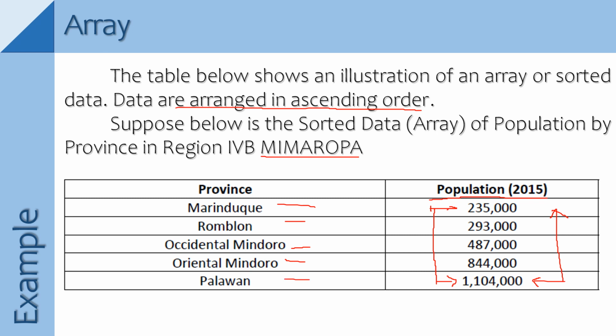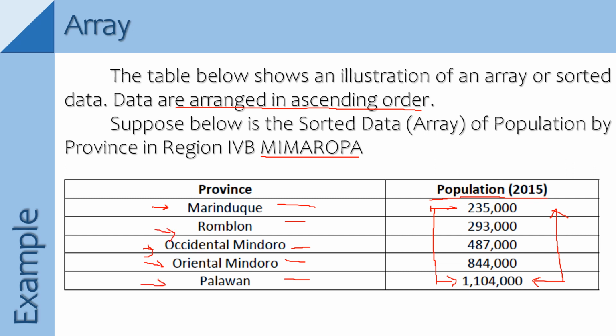Okay, so another way to arrange this data is in alphabetical form. So we'll start with Marinduque. Next is Occidental Mindoro, Oriental Mindoro, Palawan, and last is Romblon.